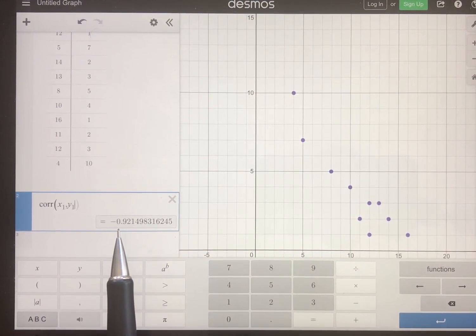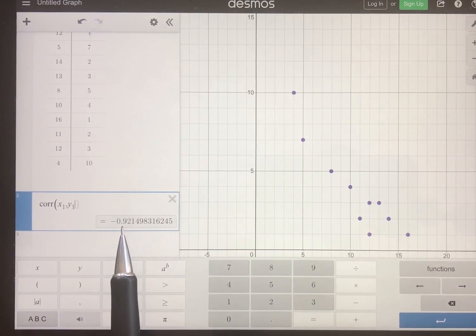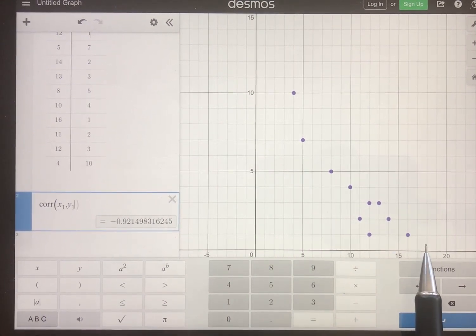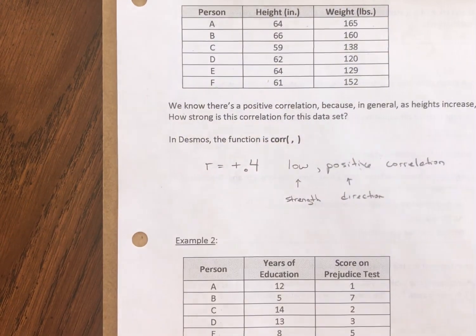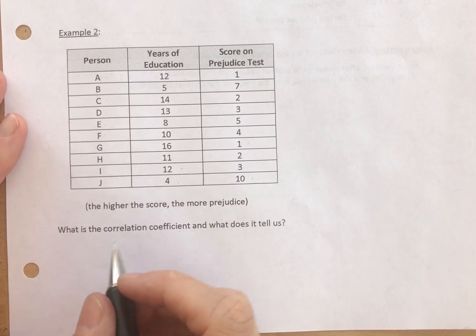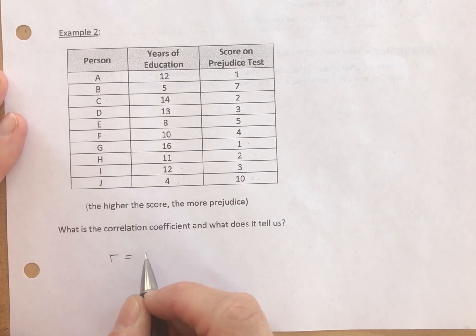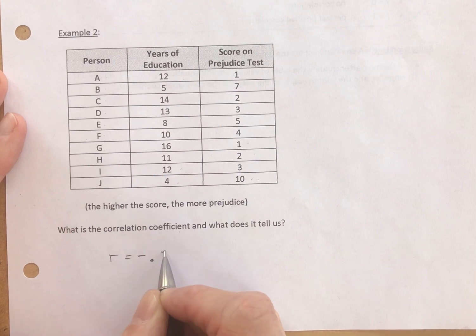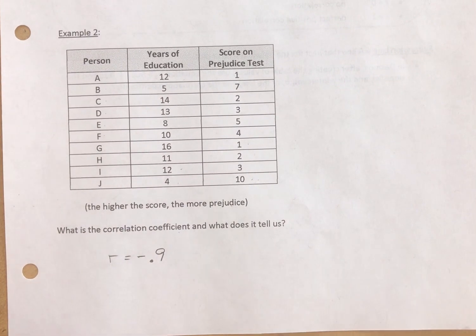Remember, negative 1 is perfect. So at a negative 0.9, that's strong. There is a strong relationship between how many years of school you have and how you scored on the prejudice test. And it's negative with a negative 0.9. So we'll go back over to here. And we'll say that, hey, we use Desmos in here. What is the correlation coefficient? Well, the correlation coefficient turned out to be negative, and I'm rounding to the tenth, negative 0.9.